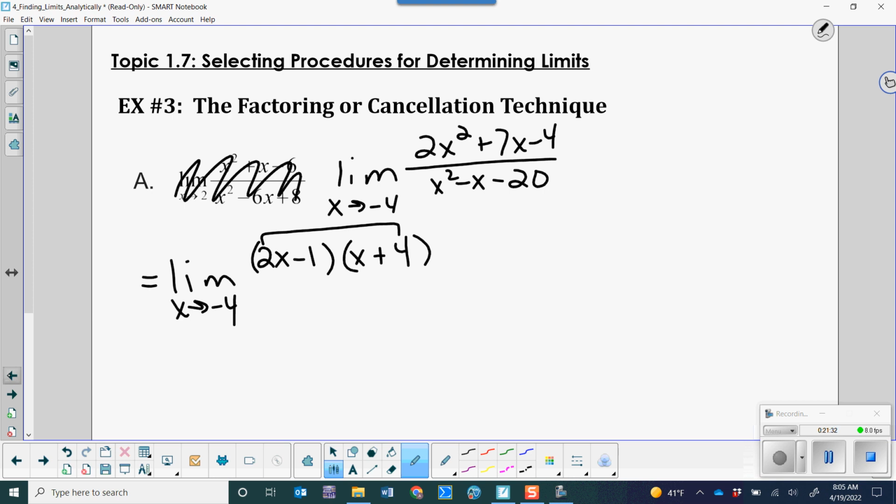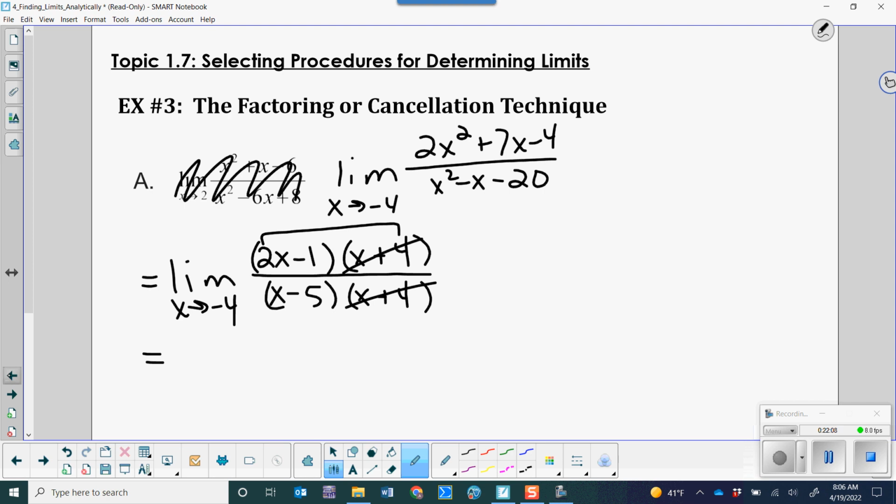So there's my factors, and then the bottom factor's a little easier because A is 1. Factors of -20 that add to -1 would be -5 and +4. So again, if I plug in -4, I'm going to get 0 over 0. Clearly, this is 0, that's 0. But because it's limits, I can cross it off, and then I can just plug into what's left.